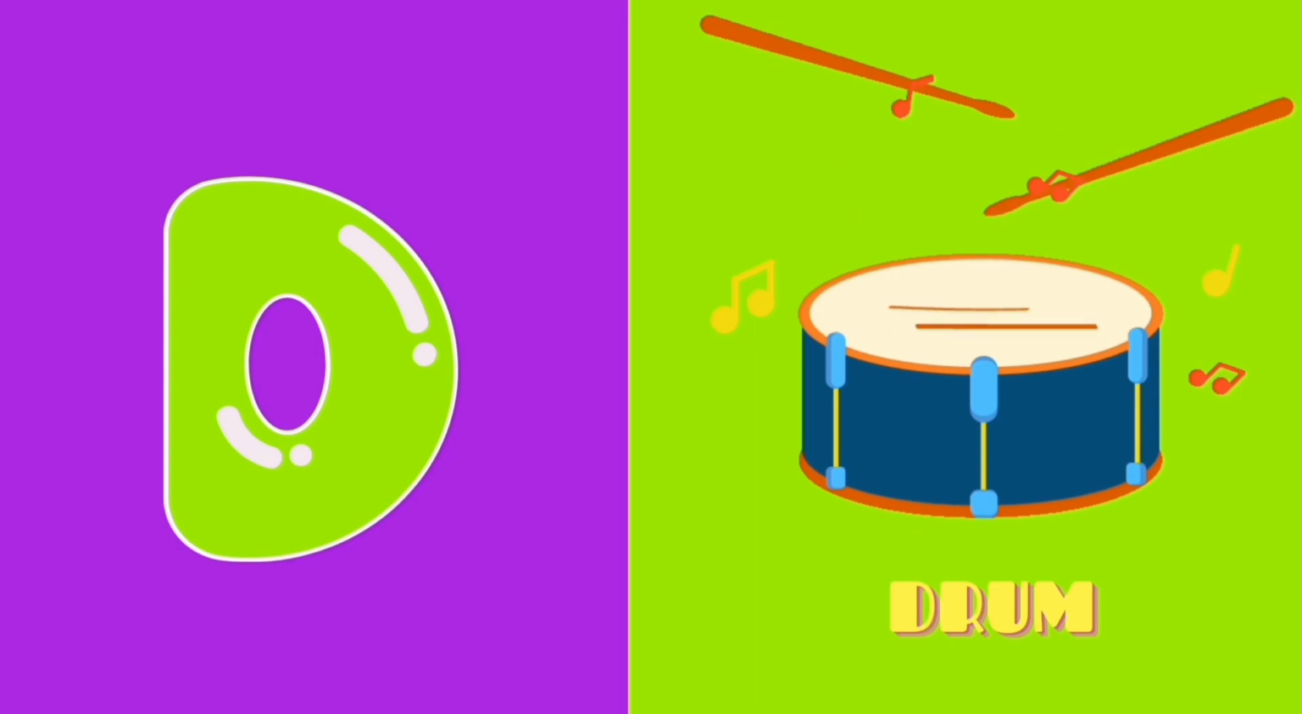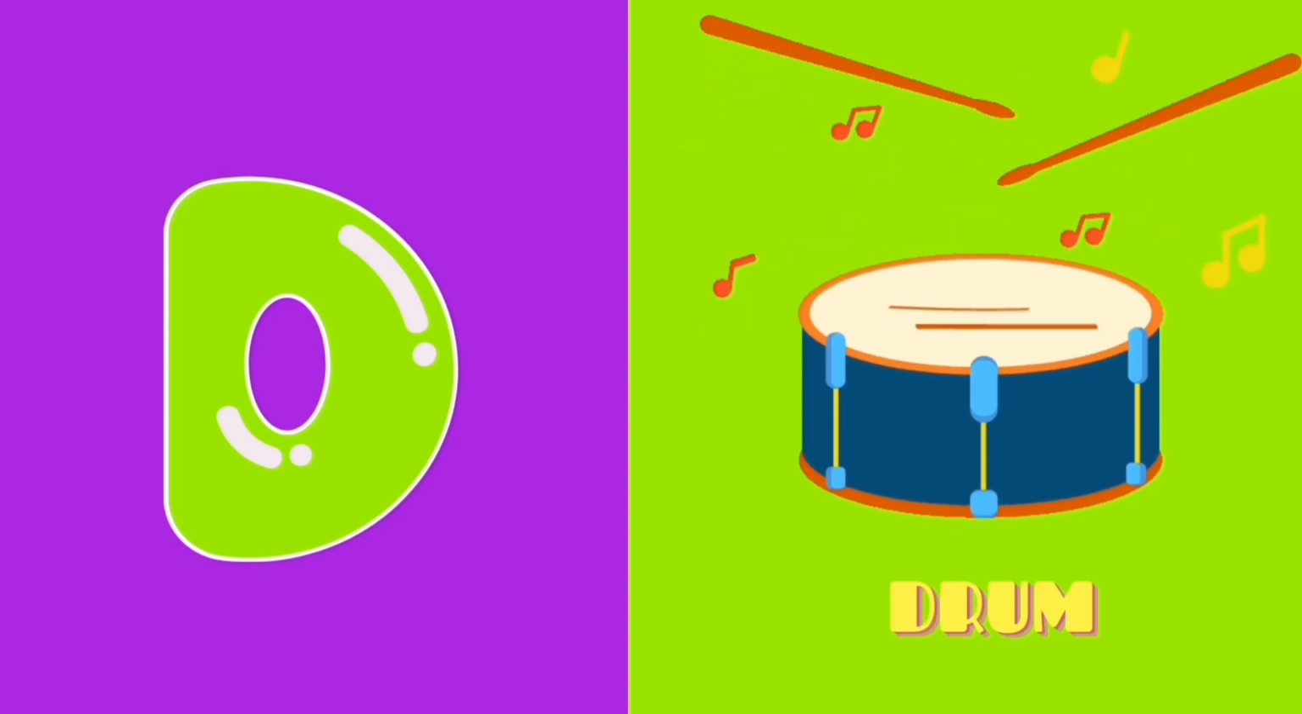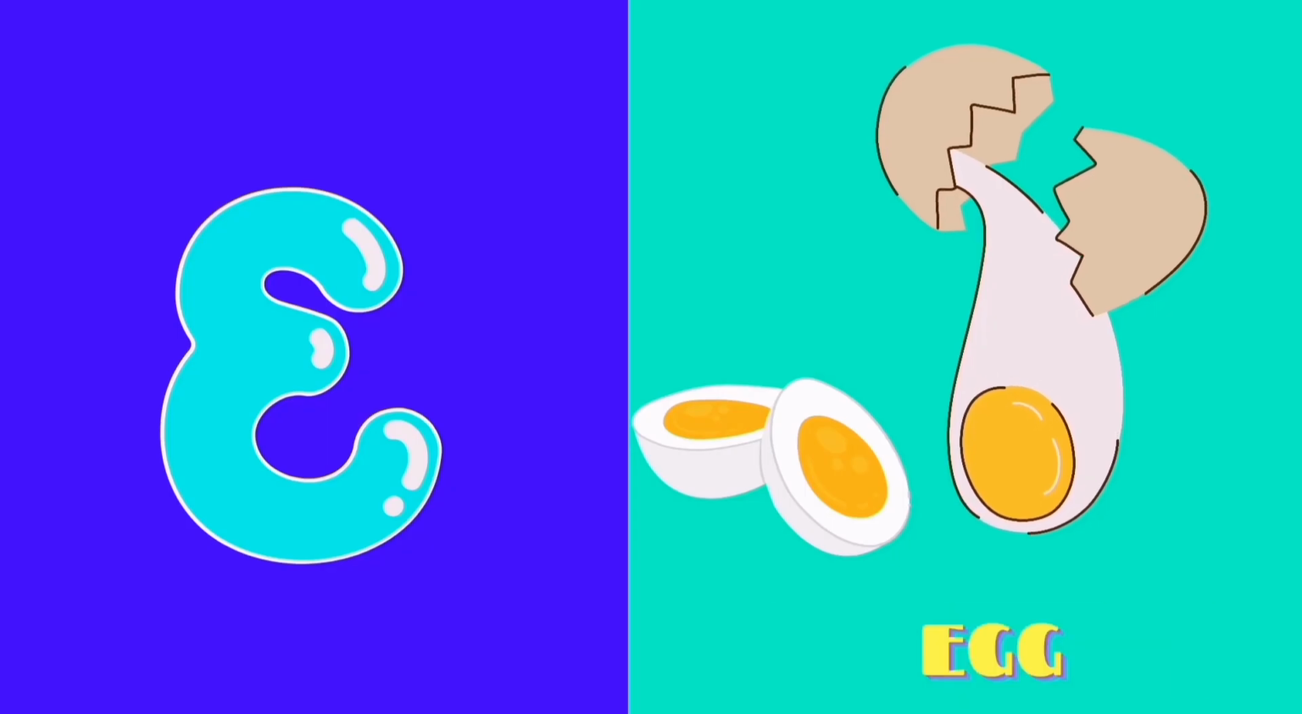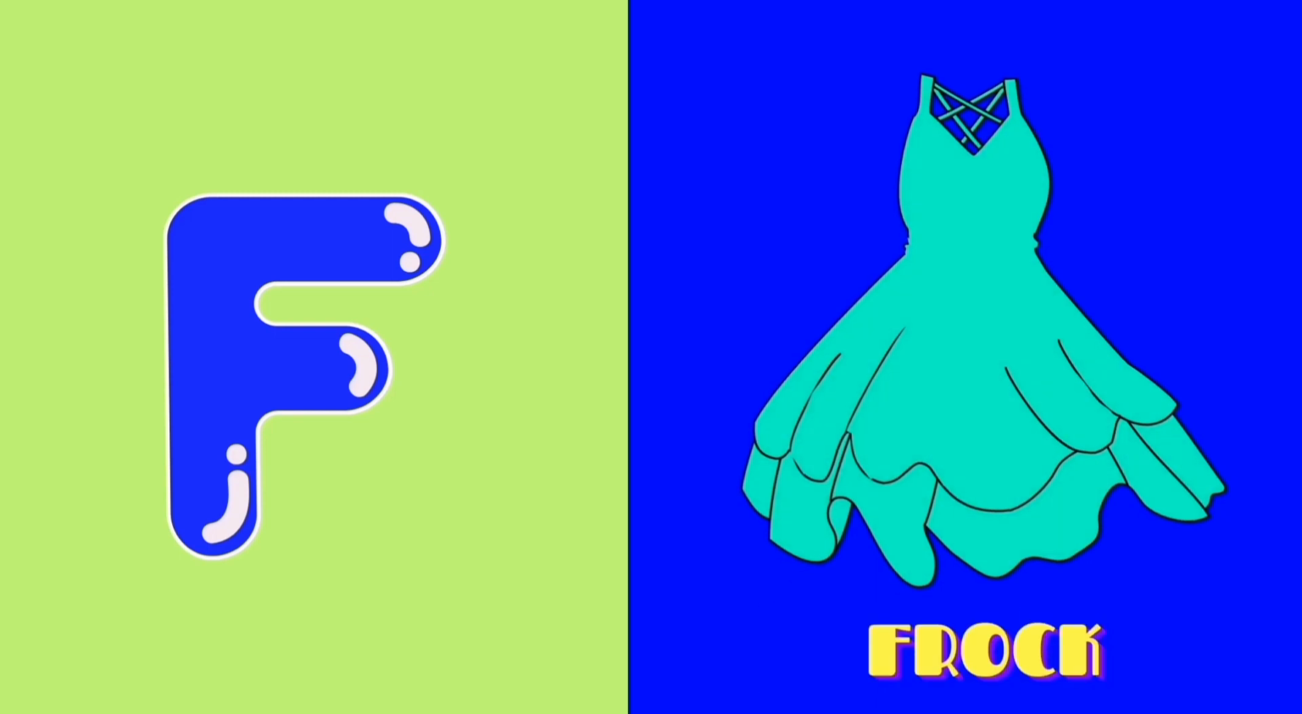D is for drum. E is for egg. F is for frog.